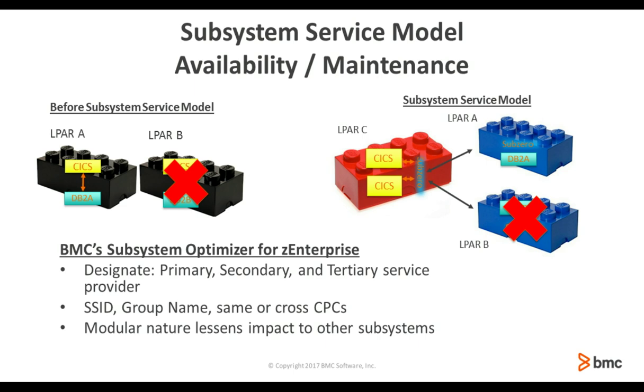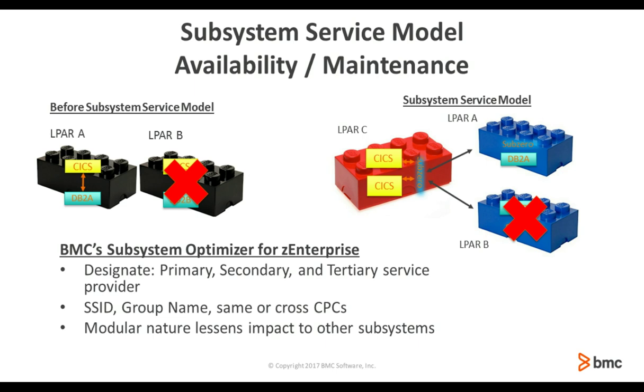With the subsystem service model, if LPAR B or the DB2s that are running there go down for some reason, you can designate a different DB2 that's already up and running to complete the transactions. And in our case, our LPAR A has a DB2A running there, and we can route those data requests over to the new LPAR to go ahead and complete while we're working on LPAR B.